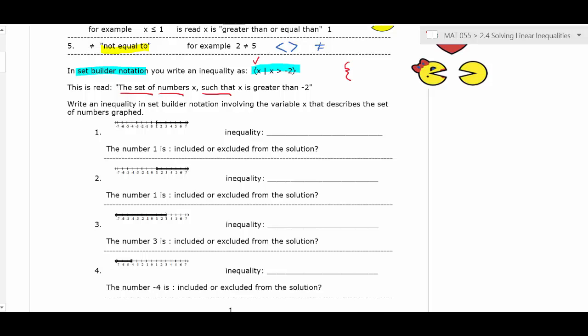So it's saying the set of numbers, x, such that is the bar. Then you have the condition x is greater than -2. So again, you say set of numbers, such that, and then x is greater than -2. That's the condition, okay? So we're going to look a little bit at number line graphs.